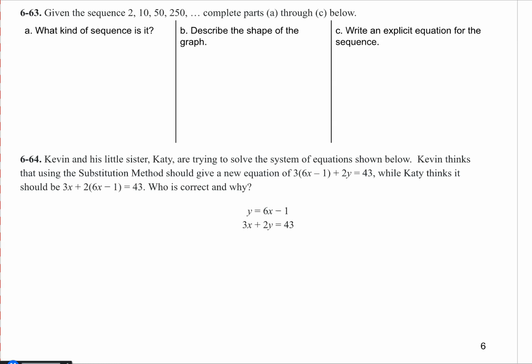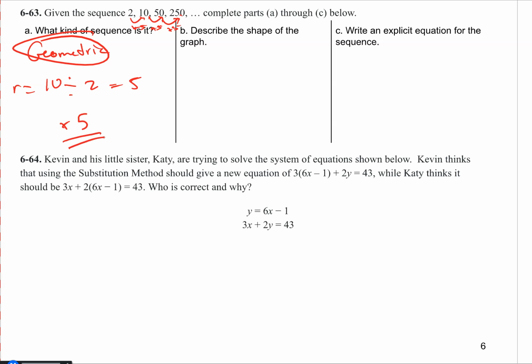Okay, here's our sequence. This is not going to be arithmetic because 2 plus 8 is 10, 10 plus 8, it's not 50. It's a geometric. Let's use our trick to get the common ratio. Let's take the second number and divide it by the first number. 10 divided by 2 is 5. So this is our number to multiply by. 2 times 5 is 10. 10 times 5 is 50. 50 times 5 is 250. So yeah, it's geometric, times by 5.